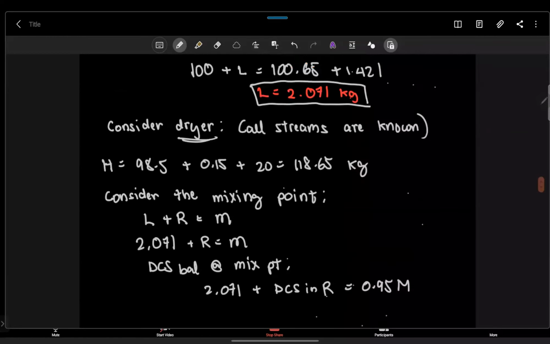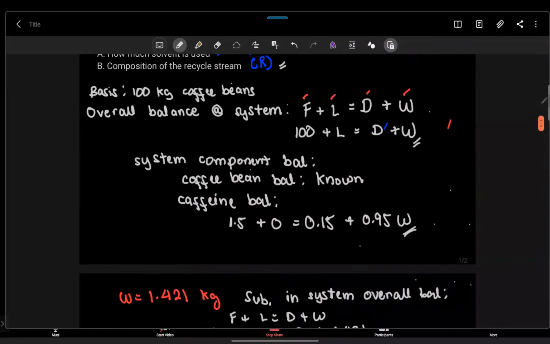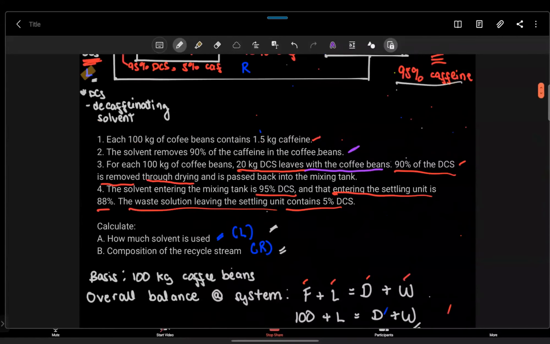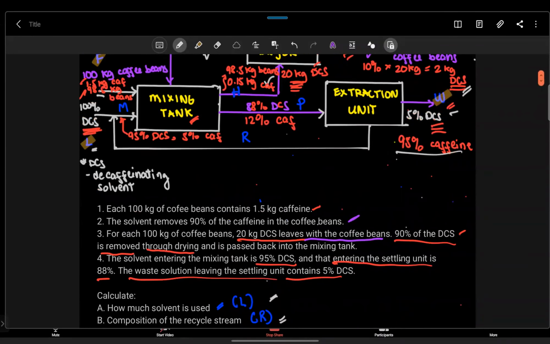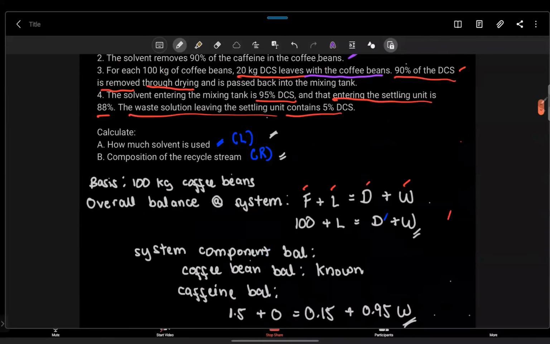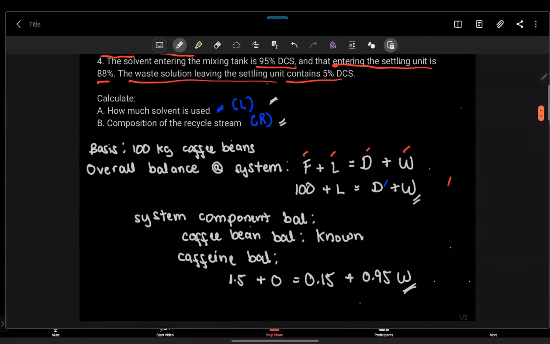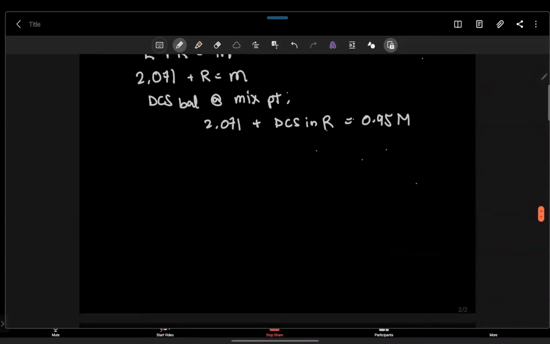So let me illustrate, let me show you that, no? Para hindi kayo maligaw. Medyo malayo. But ito siya. Ito yung mixing point natin. 95% daw yung DCS. Okay? So if you combine R and L, it will give you M. So yun yung pagkakasulat kay material balance. Okay. Pero ganun pa rin, wala tayong napala. Di consider tayo ng ibang unit operation. Consider extraction unit.